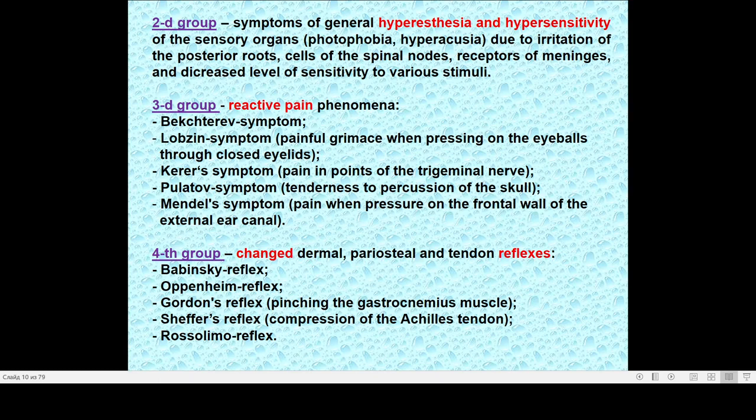The fourth group of signs is changes of dermal and tendon reflexes, and the appearance of pathological reflexes. There are Babinski reflex, Oppenheim, Rossolimo reflex. There are physiological reflexes for children, for newborn children, but they are pathological reflexes in adults.